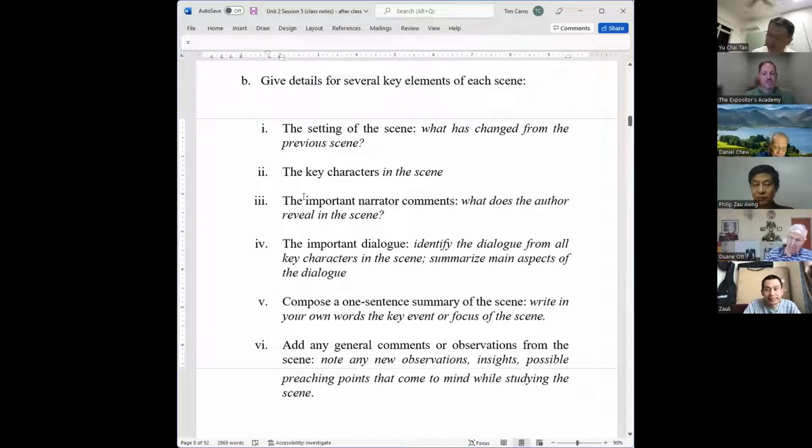And then composing a one-sentence summary of the scene, just describing in your own words the focus of that scene. And then finally adding any further observations or comments as you've gone through the scene, maybe some insight or something you hadn't noticed before, or something that you realize may be important to the story, just any general comments that you have. You don't have to have any, but oftentimes I have found that when I study the scene in detail, other things come to my mind that I hadn't noticed or considered before. So I just indicate to do that.